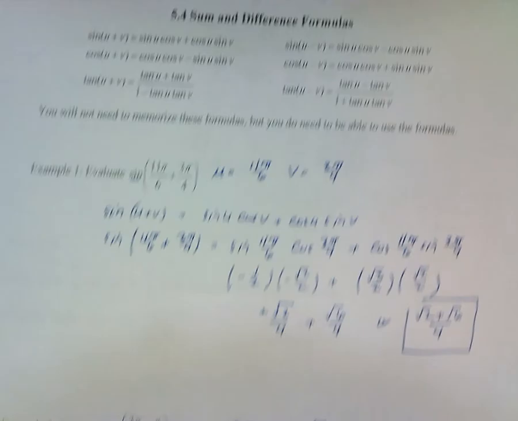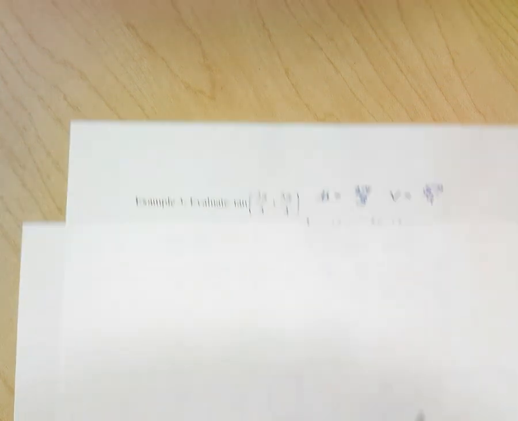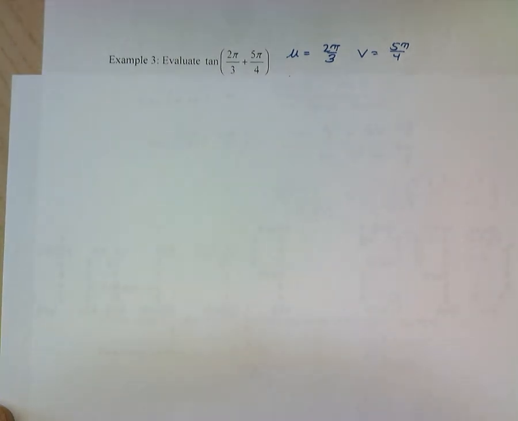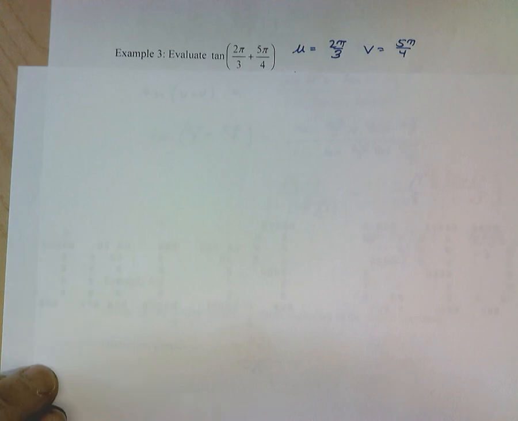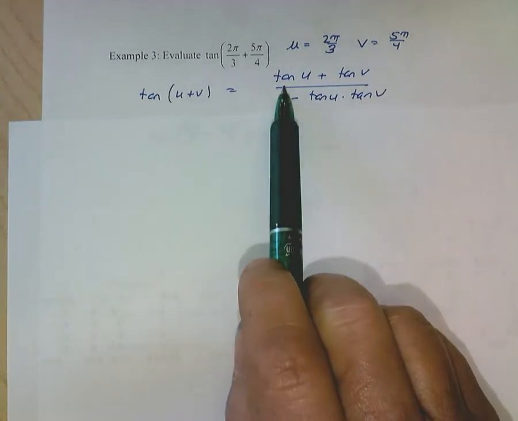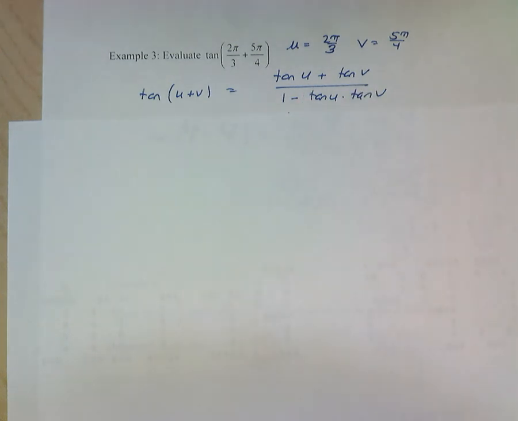Tangent is the one that bothers people the most. And the reason tangent bothers people, I think, is for two reasons. It's not just memorizing your x and your y from your unit circle. You have to remember that tangent is y divided by x. And then we're going to have a fraction in this formula as well. So identify u and v. There's the formula, so it's a fraction. Tangent of u plus tangent of v, all over 1 minus tangent u tangent v.